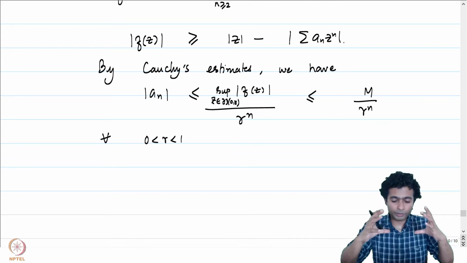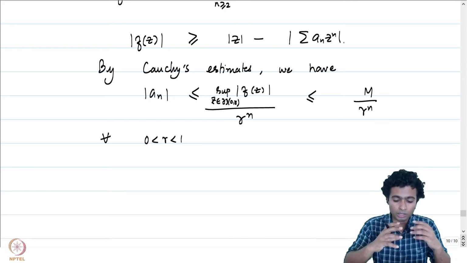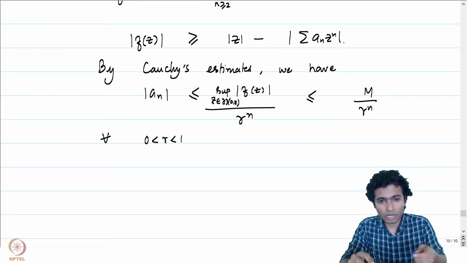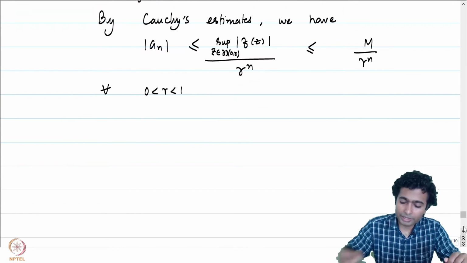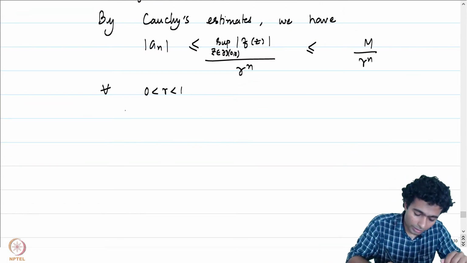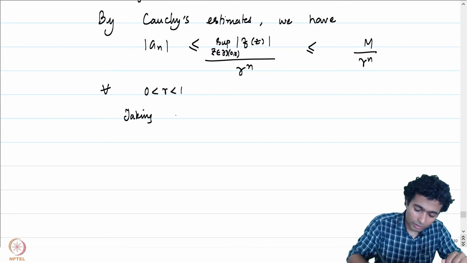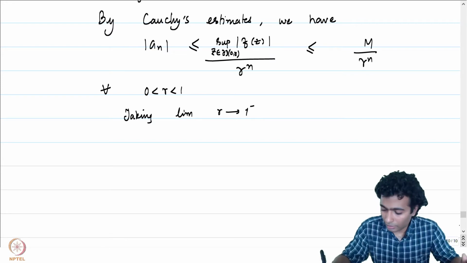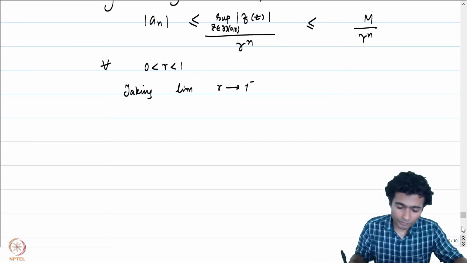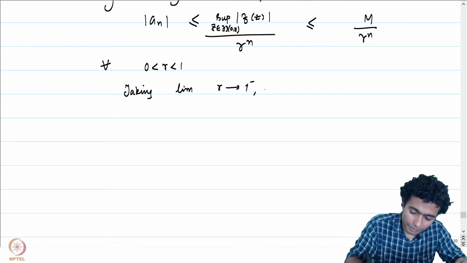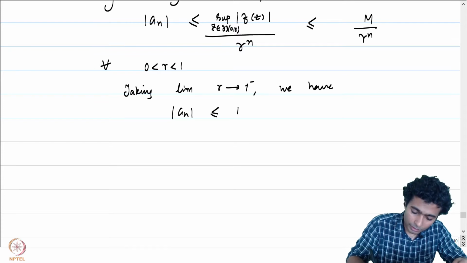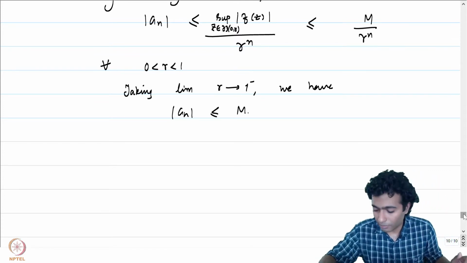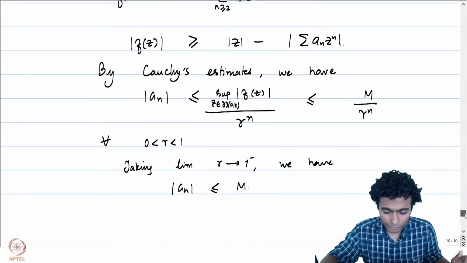Remember that f is defined on the unit disk. So in a smaller disk D_r, where r is less than 1, we can talk about the Cauchy estimates, and we have this. By taking the limit as r goes to 1 from the left, we have the absolute value of a_n is less than or equal to capital M. So this is what we get to conclude by the Cauchy estimates when we consider the coefficients.